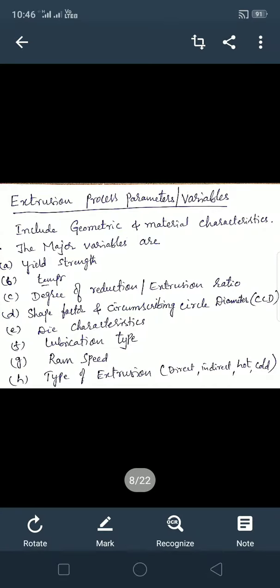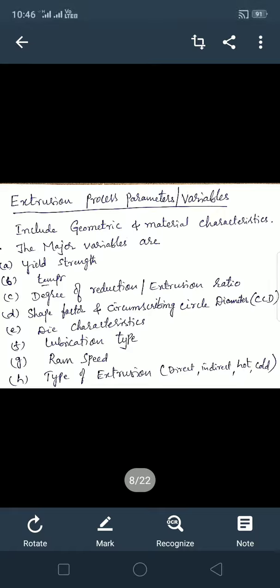Coming to the extrusion process parameters, or extrusion process variables: the extrusion force required in extruding a metal depends on various parameters that include geometric and material characteristics.